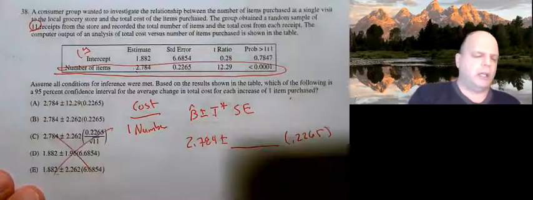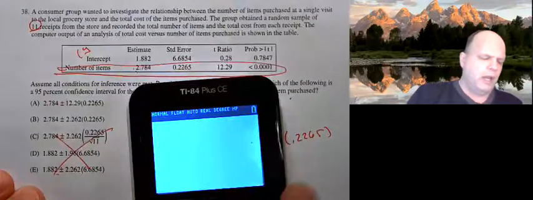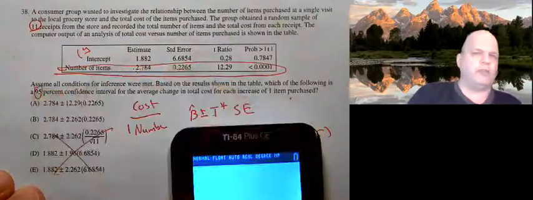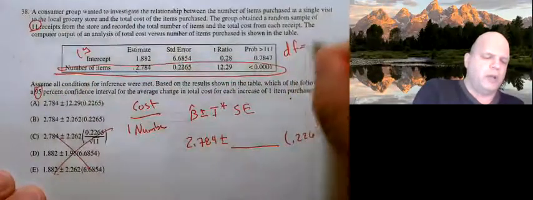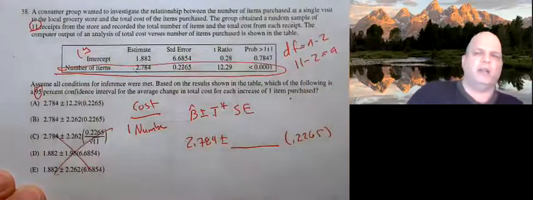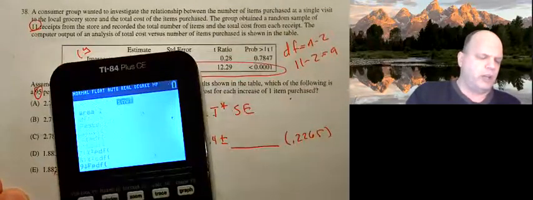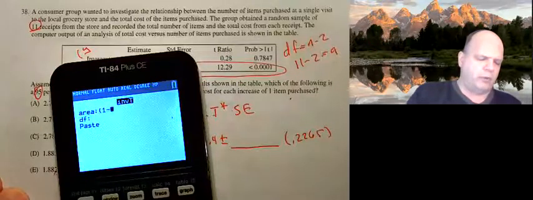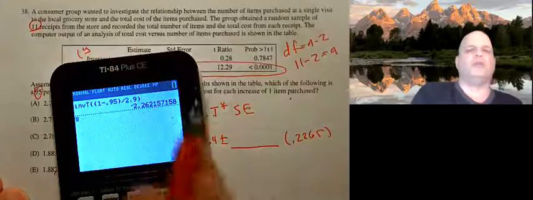So now we need to calculate our t star value. And we're working with a 95% confidence interval. Please don't forget with regression, degrees of freedom is n minus 2. So in this case, 11 minus 2 equals 9. So second VARS, inverse T, parenthesis, 1 minus 0.95, close parenthesis, divided by 2, degrees of freedom is 9. And we end up getting 2.262.